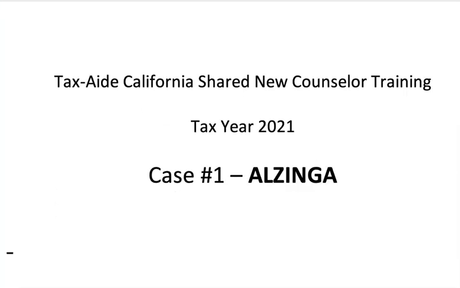This concludes the Tax-Aide California Shared New Counselor Training, case number 1 for tax year 2021, Alizinga. You're now ready to move on to case number 2.